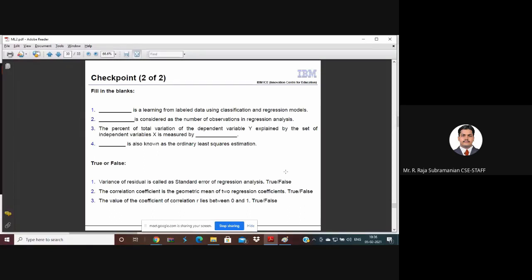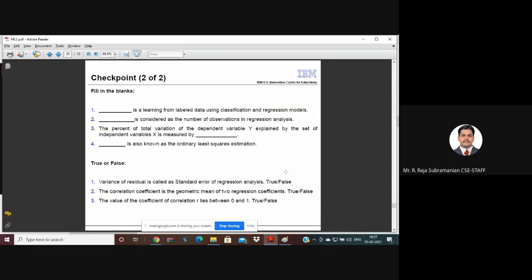Next, the percent of total variation of the dependent variable y explained by the set of independent variables x is measured by the coefficient of determination. How far my dependent variable y is actually varying from my x, that is the coefficient of determination. Dash is also known as ordinary least square estimation. Simple regression method or direct regression method is called ordinary least square estimate. The other, more modern term is maximum likelihood, right? Once true or false is also over, I will reveal the answer.